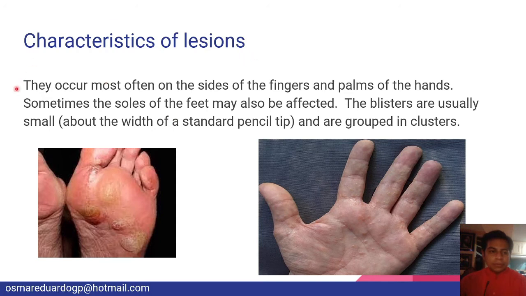Characteristics of the lesions: they occur most often on the sides of the fingers and the palms of the hands. Sometimes the soles of the feet may also be affected. The blisters are usually small, about the size of a standard pencil tip, and are grouped in clusters. Here we can see one example of eczema on the soles of the feet, and here we can see eczema on the palm of the hands and some parts of the fingers.